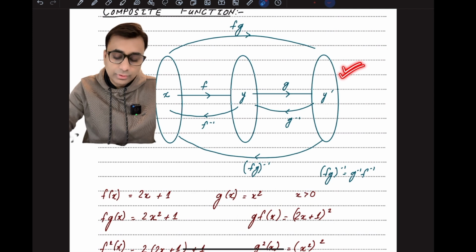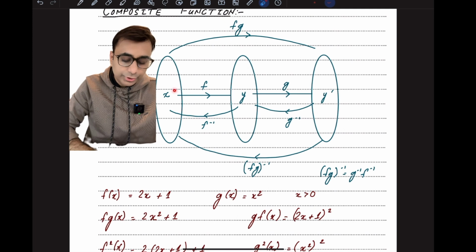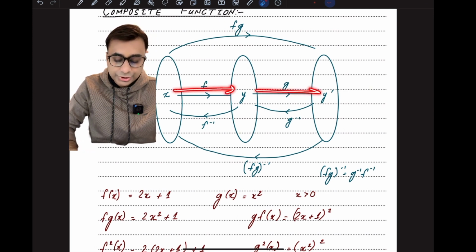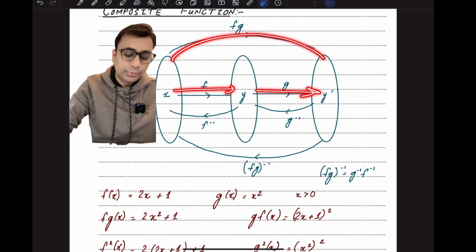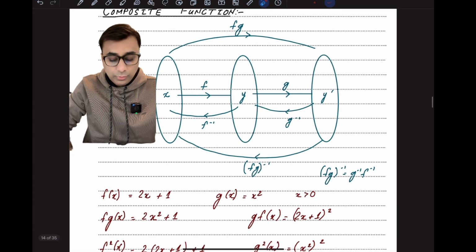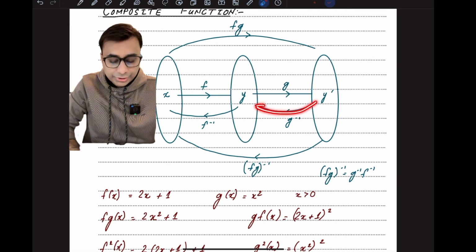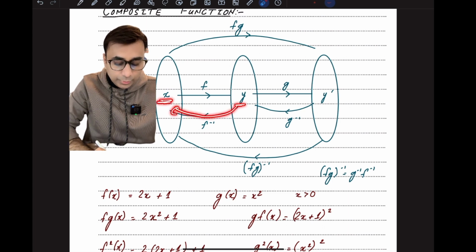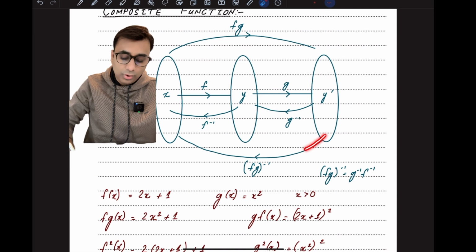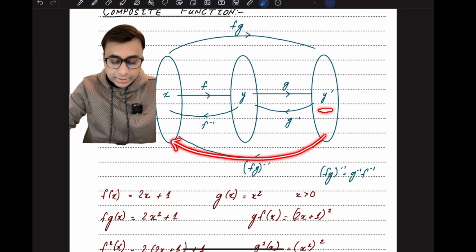This diagram gives you a map of how the composite functions work. So either you can use function f followed by function g individually, or you can just put the domain into the function fg directly. Or even if you want to go backwards, you can first substitute the final range into inverse function g, and then put that into the inverse function f to get the original domain.